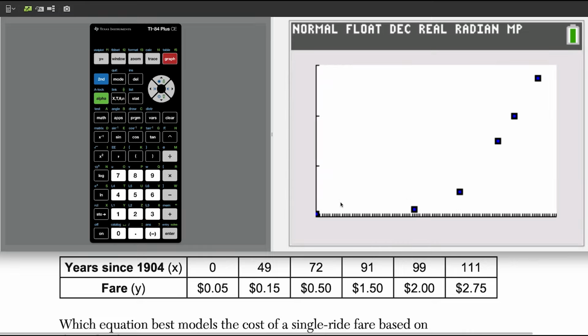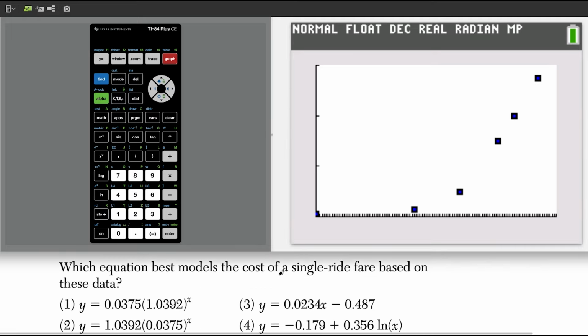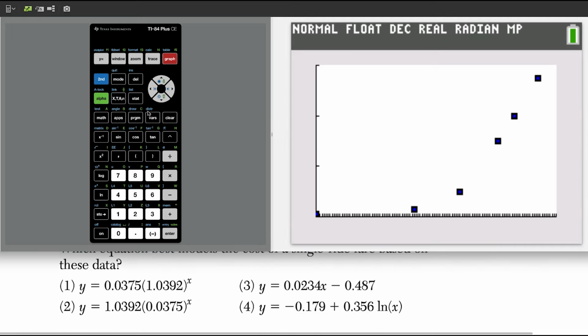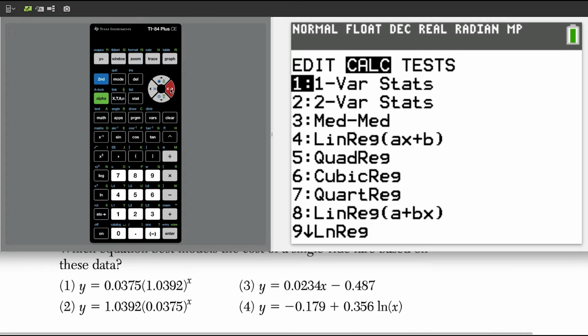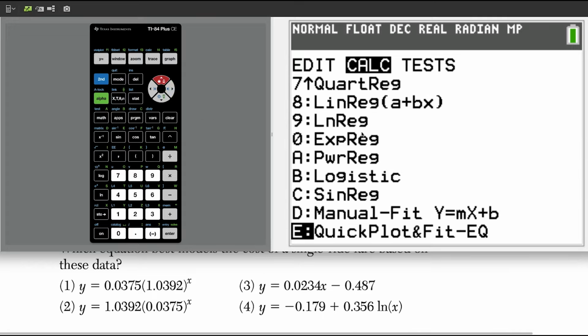And we press graph, and this is clearly looking like exponential increase here. So when I have to run the regression, I'm going to use an exponential regression. I press stats, calculate, and then the exponential regression, I press up, and you can see it's at option 0 here.